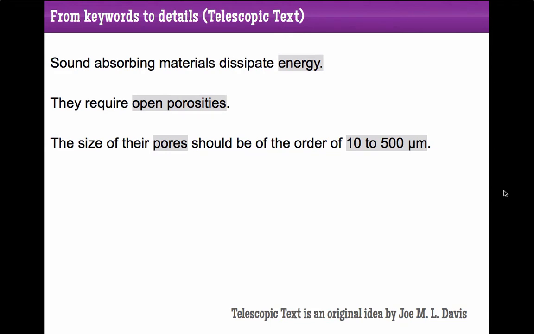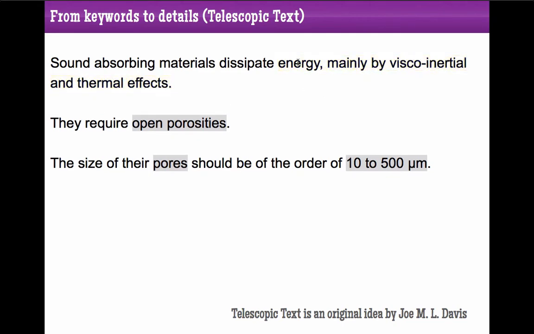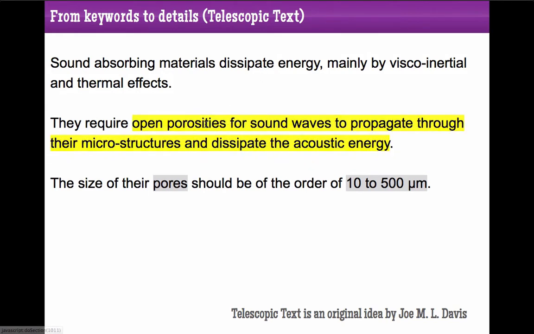We have three short sentences on the screen. Sound-absorbing materials dissipate energy, the required open porosity, the size of their pores should be of the order of 10 to 500 micrometers. There are some keywords in these sentences, and when I click on them, I will get some extra text. So, sound-absorbing materials dissipate energy, mainly by viscoinertial and thermal effects. They required open porosity. Why? For the sound wave to propagate through their microstructure and dissipate the acoustic energy.